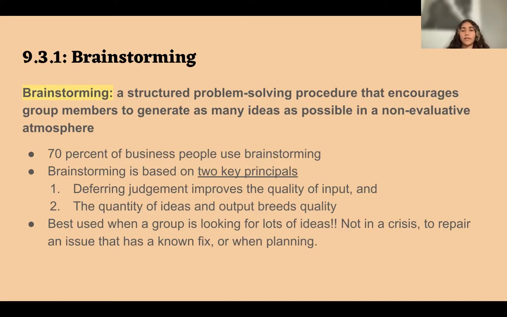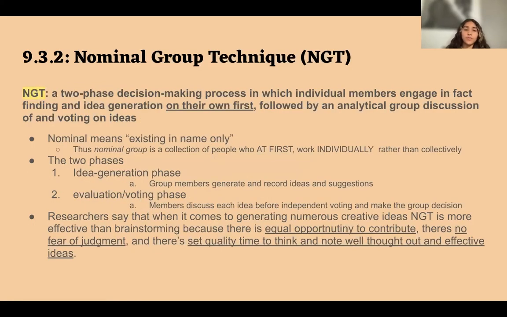And it's not effective when in a crisis to repair an issue that has a known fix, or when planning. For nominal group technique, this is a technique with a 2-phase decision-making process in which individual members engage in fact-finding and idea generation on their own first, followed by an analytical group discussion of and voting on ideas.